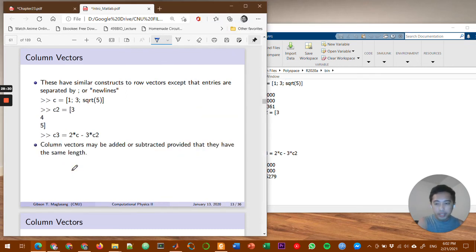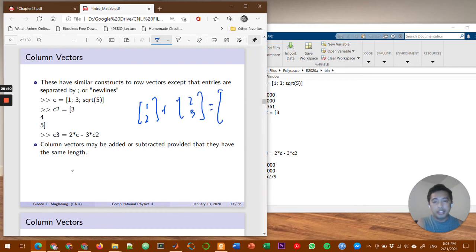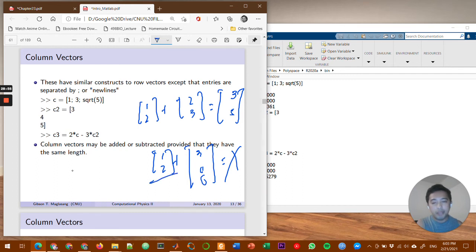So, column vectors may be added or subtracted provided that they are of the same length. So, we have 1, 2, plus 2, 3, that is possible. That would give you 3 and 5. You cannot add column vectors like this, where the lengths differ, 3, 4, 5. It's like adding carabao and apples. So not possible. Apples with apples, carabao with carabao. Okay.